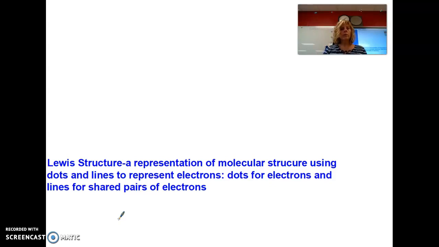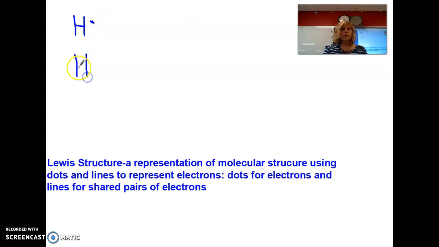So a quick review, because I haven't seen you for a while. How do we know, let's say if I wanted to draw the electron dot structure for hydrogen? Hydrogen has 1 valence electron, so it has 1 dot.